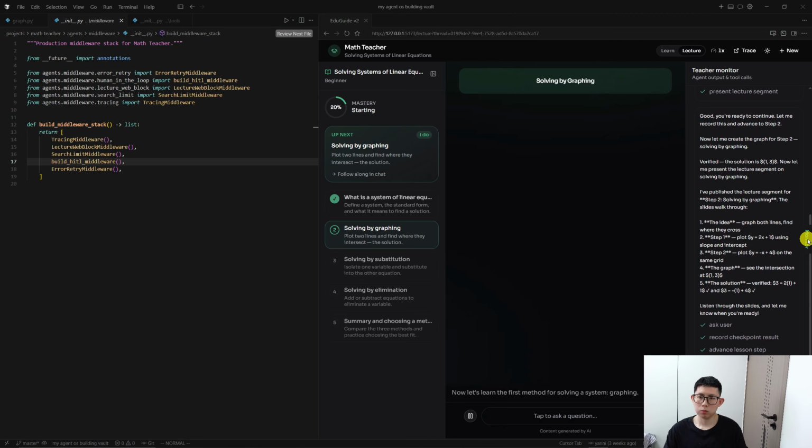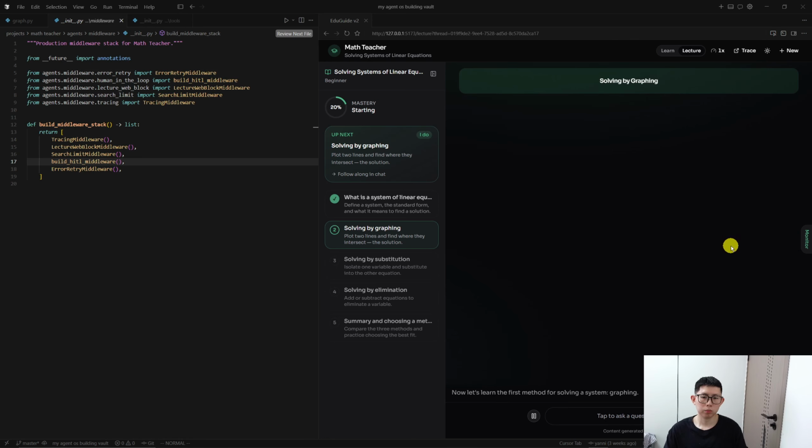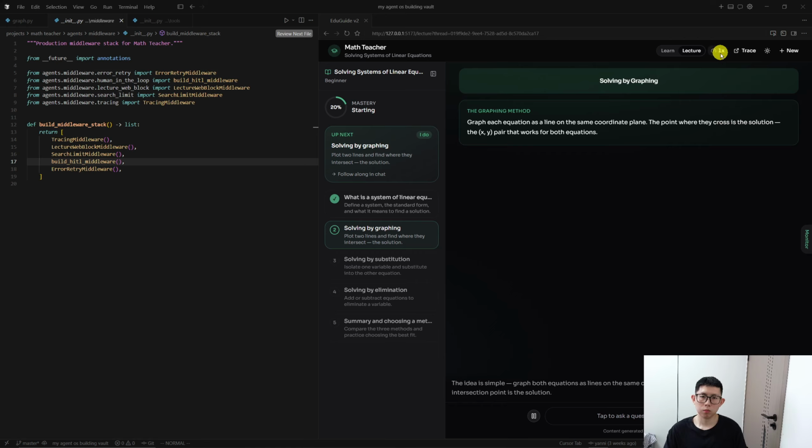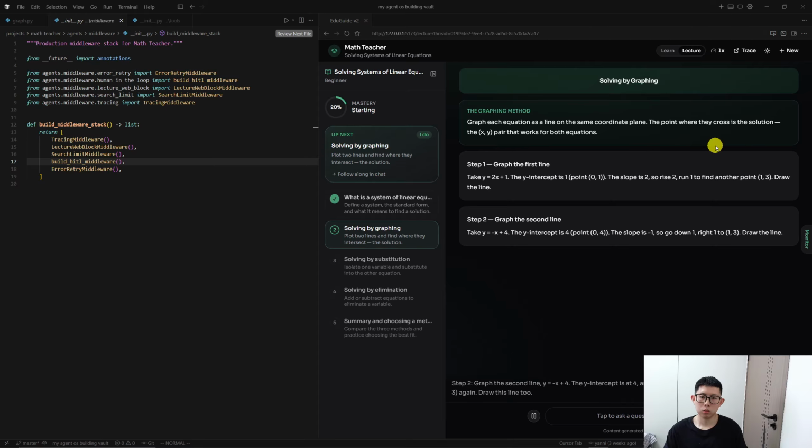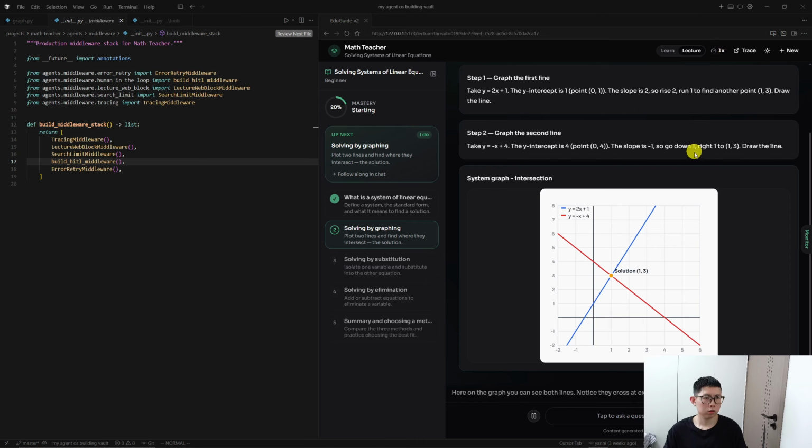Now let's learn the first method for solving a system: graphing. The idea is simple. Graph both equations as lines on the same coordinate plane, and find where they intersect. That intersection point is the solution. Go up 2 and right 1 to reach 1, 3. Draw your line through these points. Step 2. Graph the second line. y equals x plus 4. The line is at 4, and this is 1. We go down and right 1. On the graph, you can see both lines. Notice they cross.